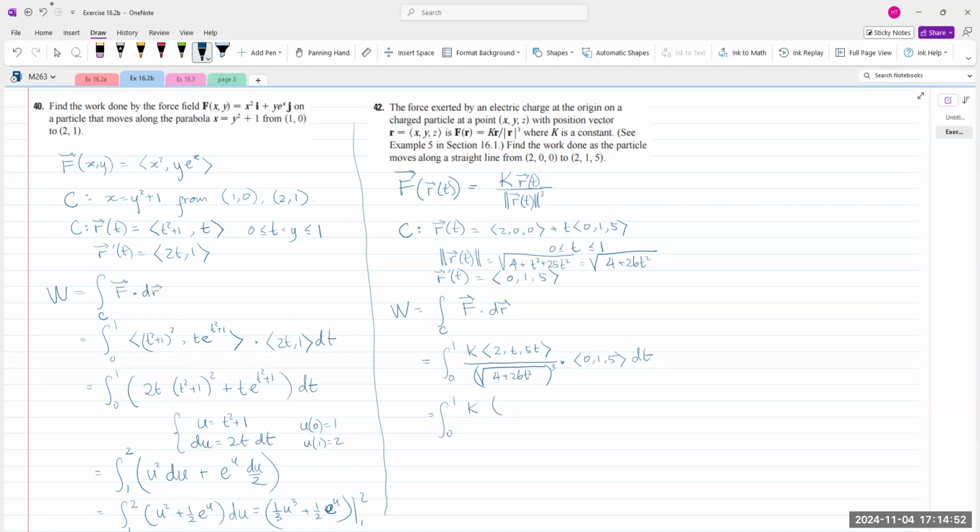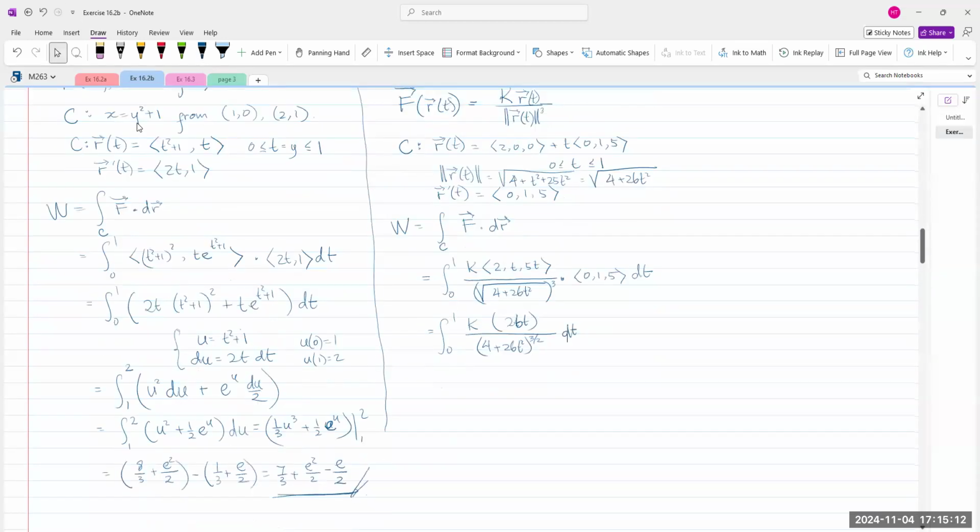K times, what is that? It's 26t on the top over 4 plus 26t squared to the power of 3 half dt. Oh, I think this is an easy substitution, right? So u equals 4 plus 26t squared, du will then be 2 times 26t dt. u0 is 4 and u1 is 30.